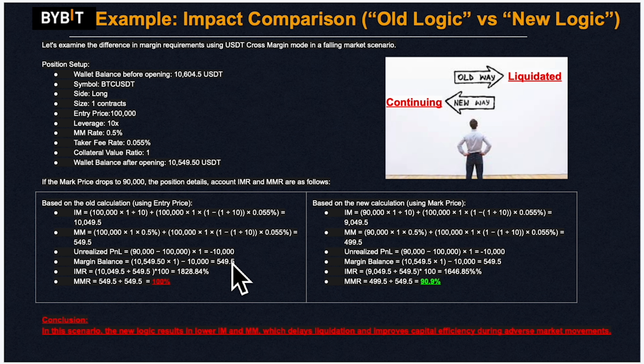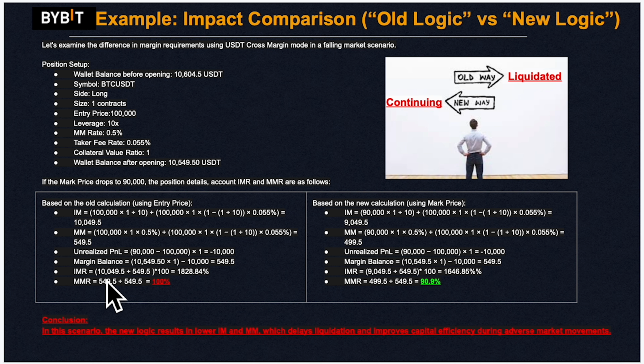So you get that again, and then you get your margin balance. Margin balance is now calculating $10,549. That is the amount you have after opening the trade in your wallet. You multiply it by your contract, which is 1, and you subtract whatever amount you have right here, which is $10,000. Once you subtract it, you have 549.5, which is the same thing as your maintenance margin right here.